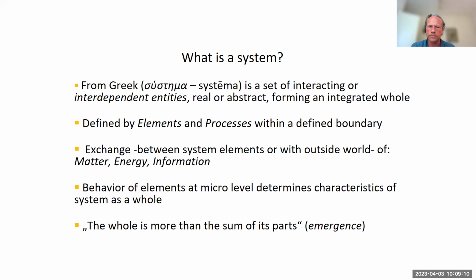So, for example, a cloud is releasing rain to the land surface. So you have the sub-element cloud and the sub-element land surface, or perhaps a specific part of it, perhaps a forest. So matter, in this case water, is exchanged from the cloud to the forest. That would be the example of two elements interacting.